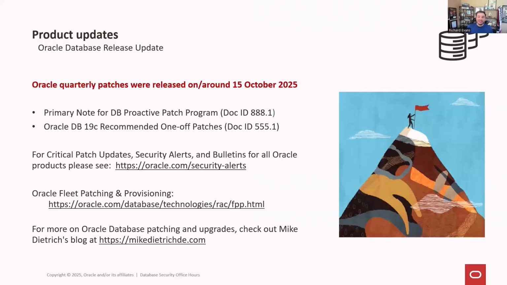And then we always talk about patching. You've got to stay on top of those patches. Every quarter, patches come out. They include bug fixes, but also occasionally some new capabilities. Last month, we talked about how the 19.28 release, the July release, has the new Oracle Database MFA capability in it. So that came out in the release update. Stay on top of them. Oracle.com/security-alerts has critical information. Use fleet patching and provisioning if you're trying to patch a large number of databases. And MikeDietrichDE.com covers all things related to database patching and upgrades. Mike Dietrich is the expert there.